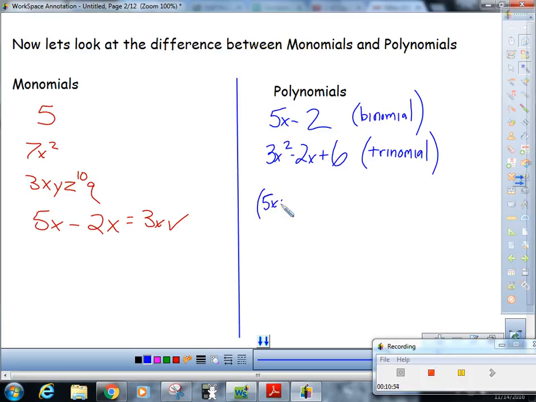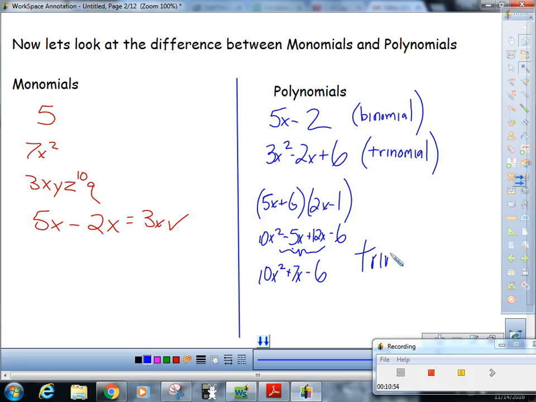How about... Now, that's a polynomial, but you don't know what it is yet. You got to FOIL it. 10x squared plus, outside, plus minus 5x, inside, plus 12x, last, minus 6. These are the same term, so you can combine them. 10x squared plus 7x minus 6. This is a trinomial. Okay? All right.